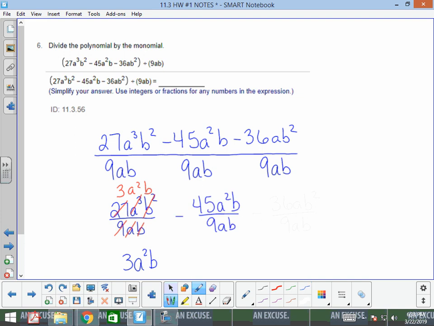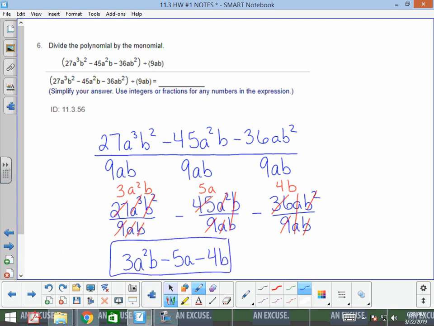Next, 9 and 45 both divide by 9. A squared divided by a is a. And the b's are going to cancel out because they're the same b on top as it is on bottom. So this is minus 5a. Last, 36 and 9 both divide by 9. The a's cancel out this time, and b squared divided by b is b to the first. And since it's positive b to the first, that's going to stay in the numerator with the 4. So this answer goes there.